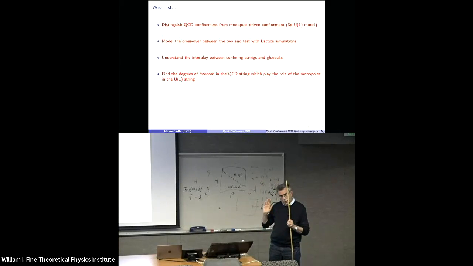And the first thing which I think would be important to fix precisely is to be able to distinguish between the two. So to have a set of observables which are able to distinguish between these two modalities of confinement. The second point, once we understand this difference, is trying to model the crossover from one to the other, and possibly comparing with the lattice simulations. We now have lattice simulations, but we do not have an effective string model yet.